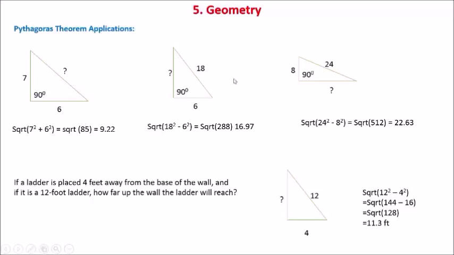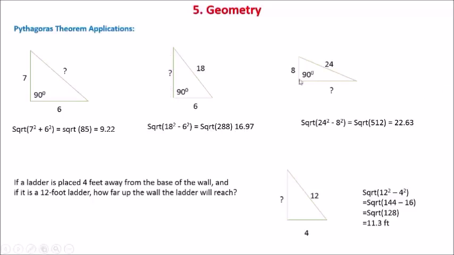And then in this triangle, the hypotenuse is 18, one leg is 6, and we want to find the other leg, okay? In this case, you would take 18 squared, which is hypotenuse squared, minus 6 squared, and then take the square root of that. That's going to give me this leg, which is 16.97, okay?